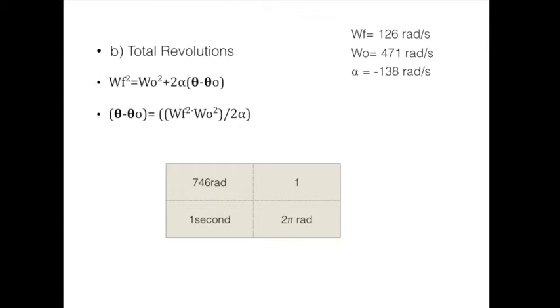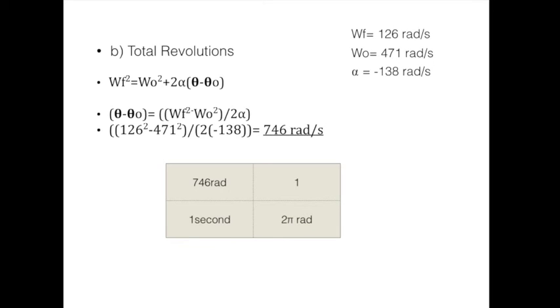So we rewrite it to be angular position equals final velocity squared minus original velocity squared divided by 2 times acceleration. And when you put all of the numbers that we found into that, you have 126 squared minus 471 squared divided by 2 times negative 138 equals 746 radians.